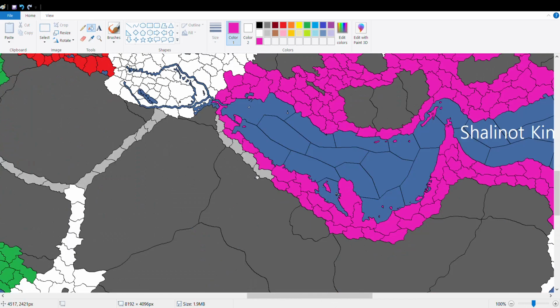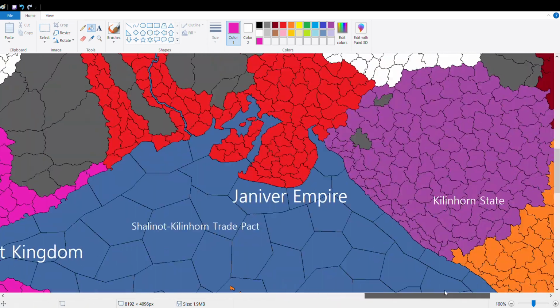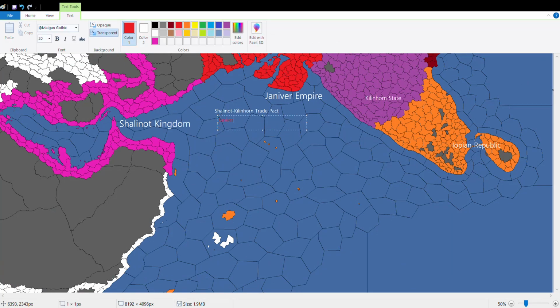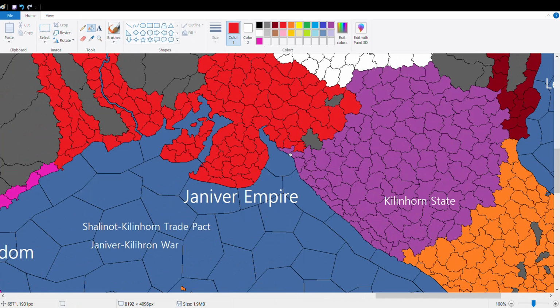The Shalinyat, on the other hand, had made a major achievement by connecting their empires in the Arabian Peninsula and the Persian Indian region. I completely forgot until now that the Shalinyat and the Kilohorn actually had a trade pact. That's why they were able to get so much influence.